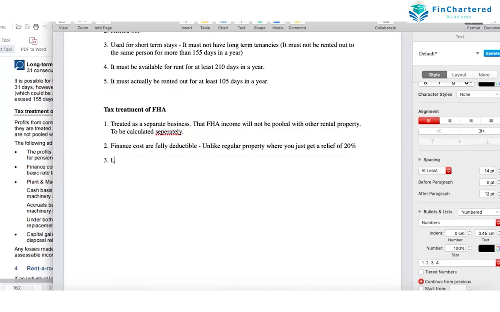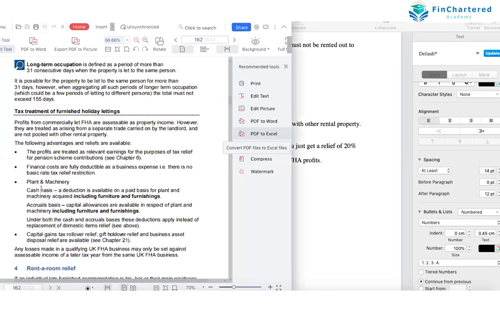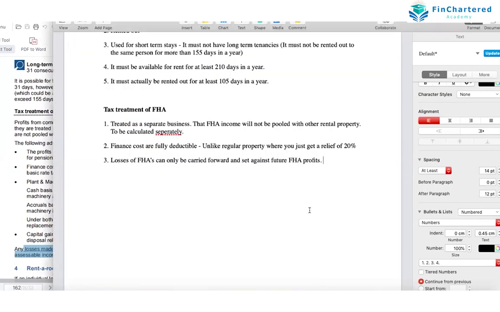Right? Here, losses of FHAs, because we're treating it as a separate business, can only be carried forward and set against future FHA profits only. You will not deduct losses of FHA from other property. Remember that. Any losses made in qualifying FHA business may only be set against assessable income of FHA business itself. You cannot deduct FHA loss from other property.